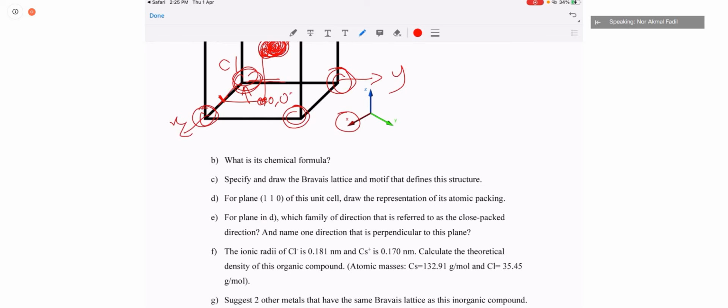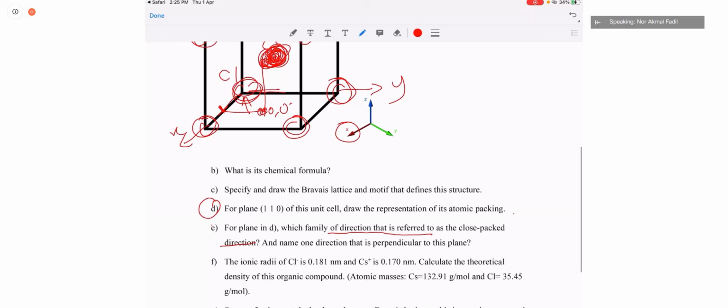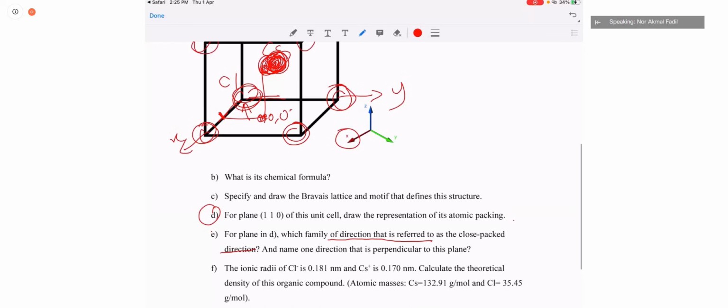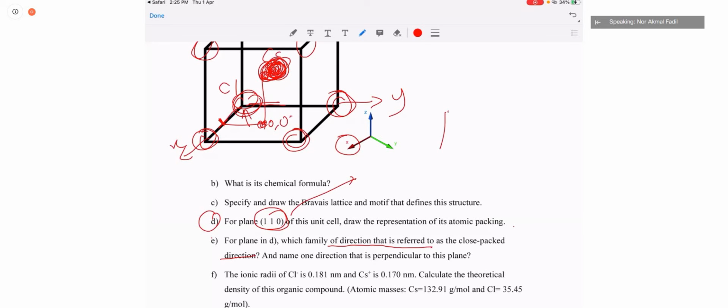And then for plane 111 of this cell, draw the representation of its atomic packing, and then for plane D, which family of direction is referred to as a close pack direction? Name one direction which is perpendicular to its planes. You need to know, when it's given a Miller index like this, how to draw the plane.